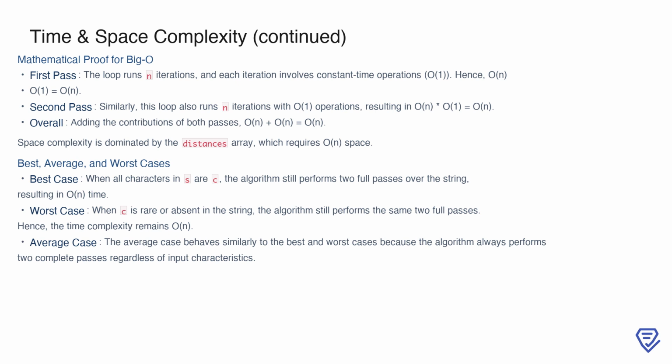Now, let's address the different cases. In the best case, when all characters in s are equal to c, the algorithm still performs 2 full passes, resulting in O(n) time. In the worst case, when c is rare or even absent, the same 2 passes are made, and the time complexity remains O(n). Similarly, the average case also involves 2 complete scans of the string, so the time complexity does not change. This uniform performance across cases is a key advantage of the algorithm.